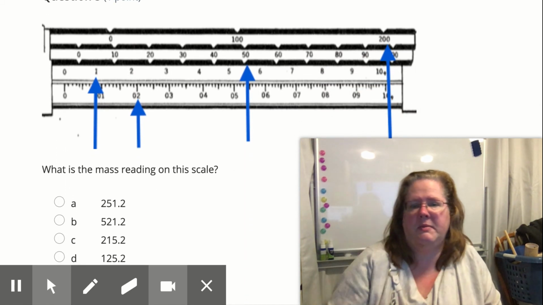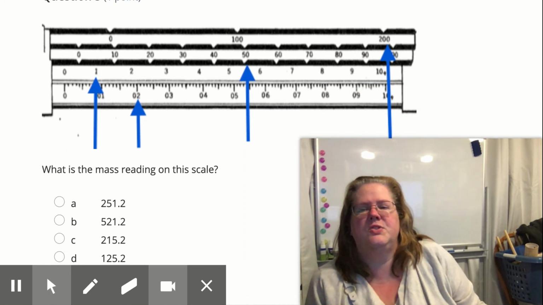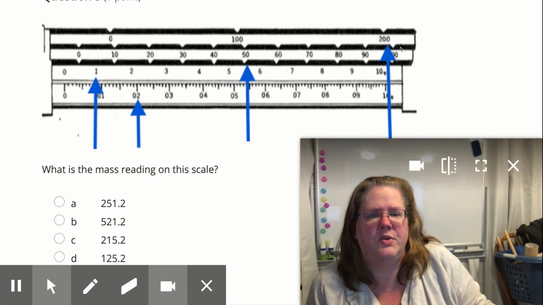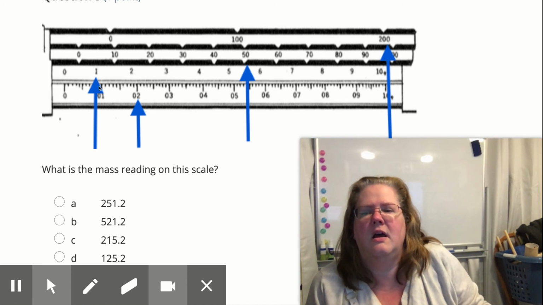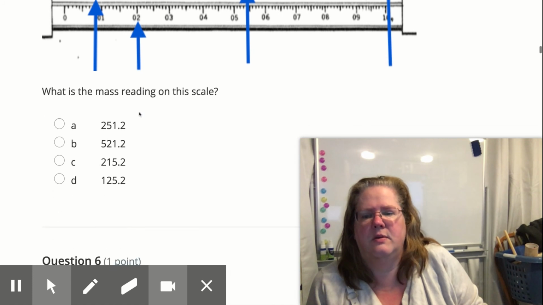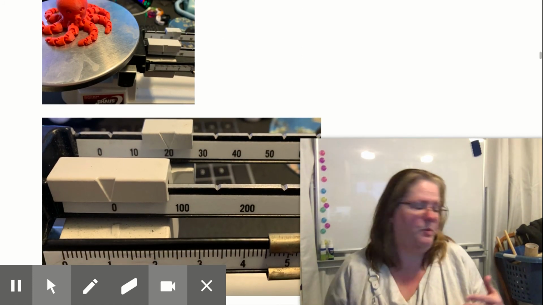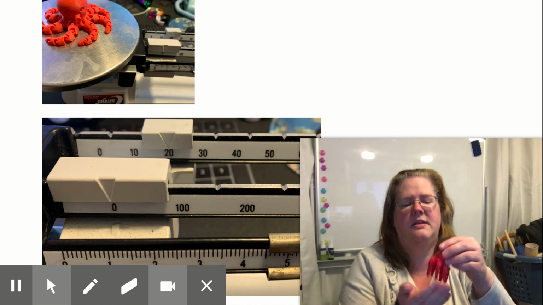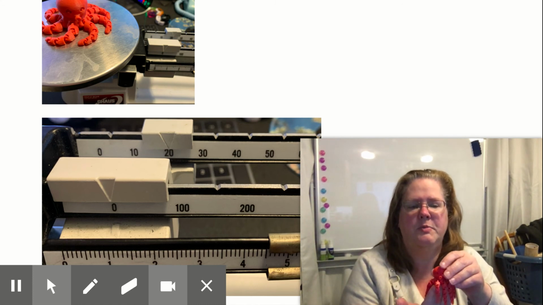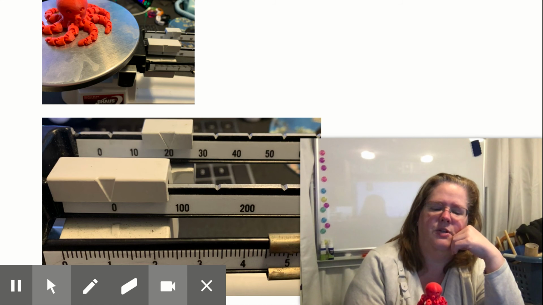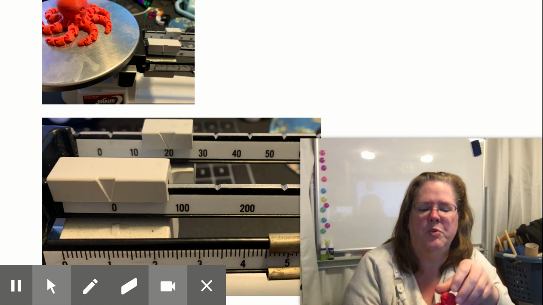Now here's another one. I'm going to have you work on this one, and I'm pointing straight to the numbers I want you to do. Here's our hundreds, our tens, our ones, and our tenths. Pick your correct answer. This is our actual triple beam that we would be using in school, and this is my handy dandy octopus that one of my students made for me last year on the 3D printer.